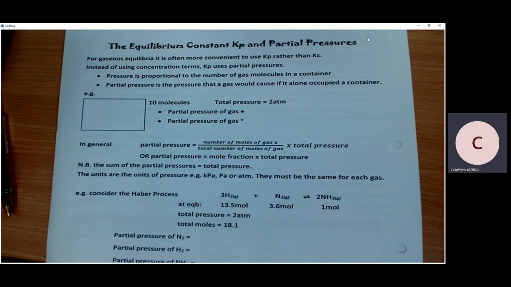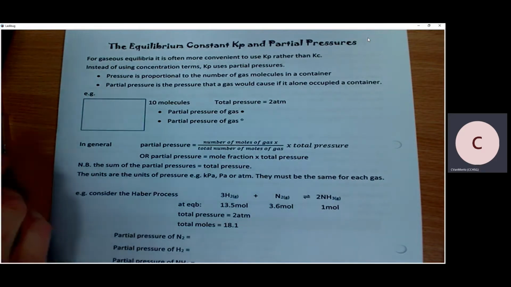Okay, so key bits we need to realise there. Pressure is proportional to the number of gas molecules in a container. The pressure is caused by particles bombarding the walls of the container, so if we increase the number of particles, we have a greater pressure. But we can also separate out the pressure that one particular gas would cause if it was the only thing there and you took everything else away from a mixture. That's what we call the partial pressure. It's the part of the total pressure that is caused by one individual gas.